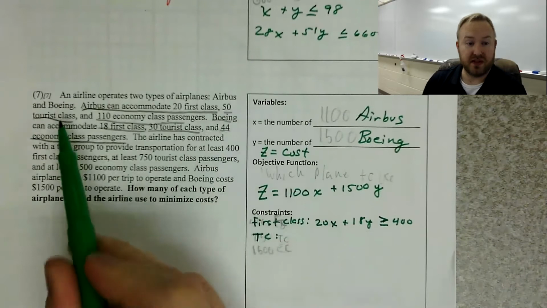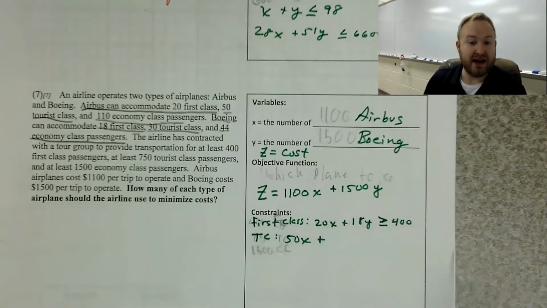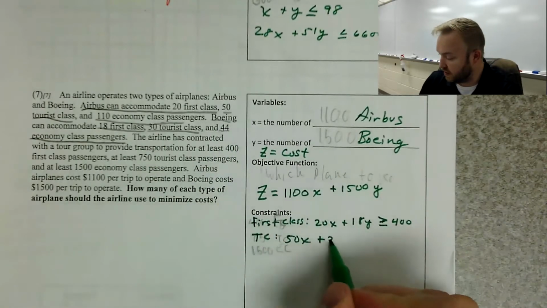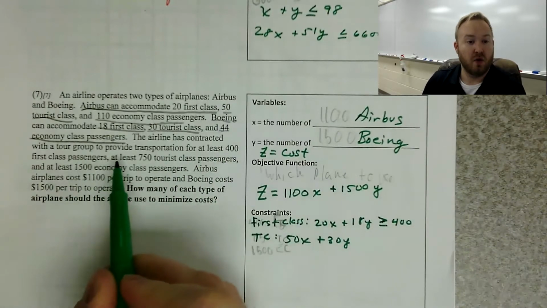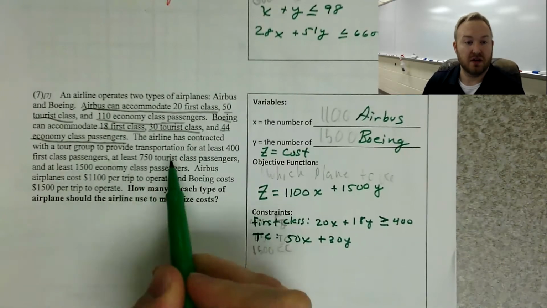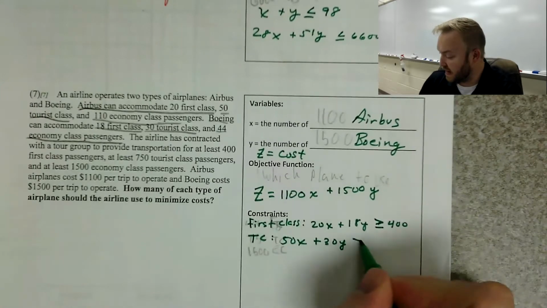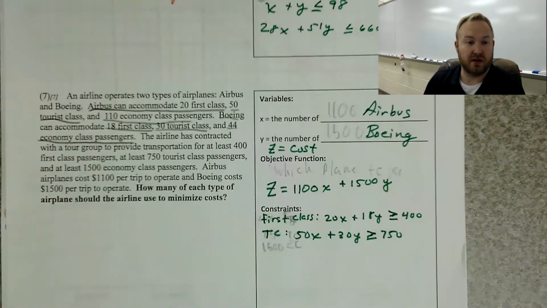Airbus can do 50 tourist class, so we'll do 50X. And then we'll add how many tourist class Boeing can do. Boeing can do 30 of those, so we'll do 30Y. And then down here it says we have to be able to accommodate at least 750 tourist class passengers. So this total number of tourist class has to be at least 750. Again, at least means greater than or equal to.